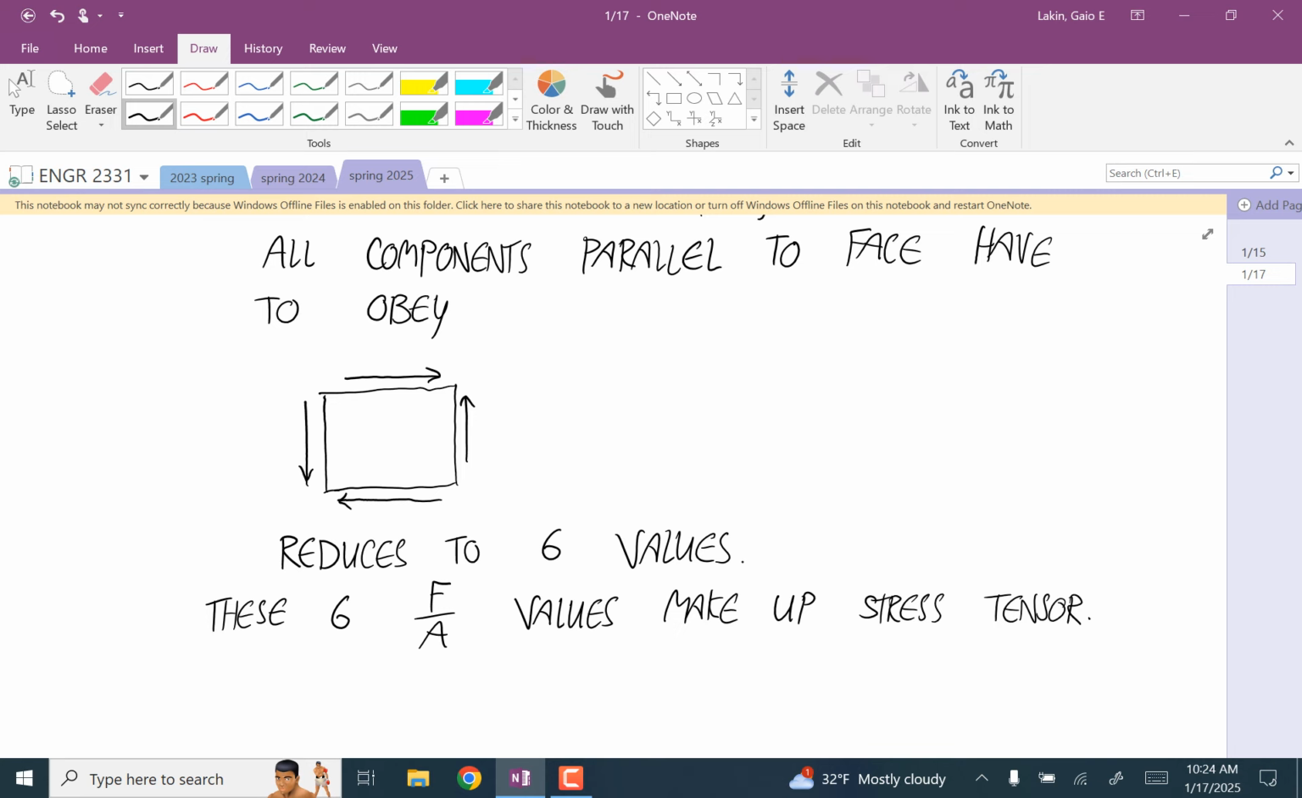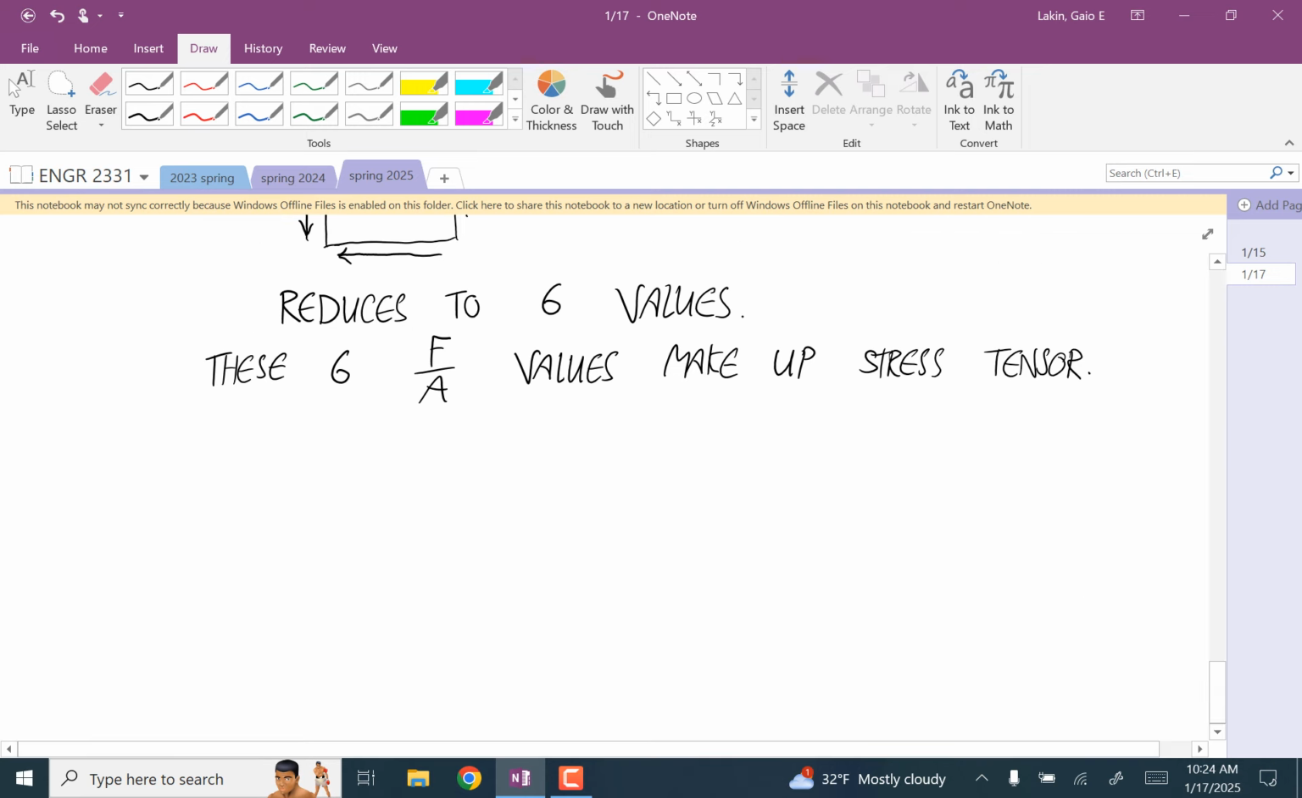Okay, so you can think of a stress tensor two ways. Two equivalent ways. Question? Sorry, would you be able to show on the cube those 6? Yes. Yep, I'm going to do that right now.